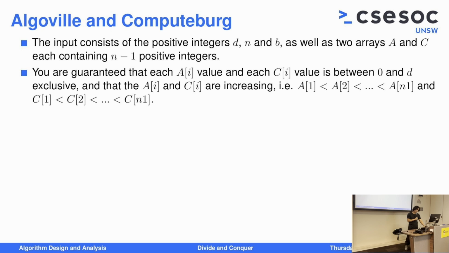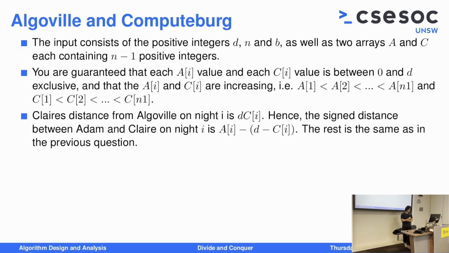Once again, this is just the input format. So Claire's distance from Albertville on night i is C_i, hence the signed distance between Adam and Claire on night i will be this value A_i minus (D minus C_i). I'll give you a second to think about that, why that makes sense.